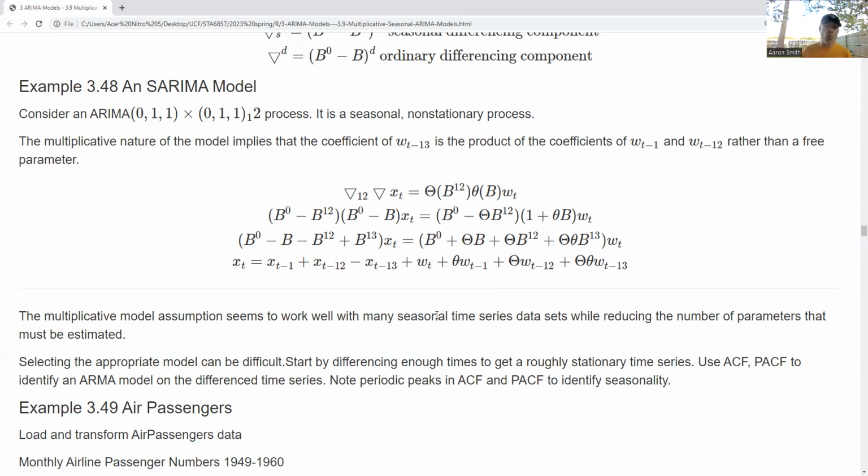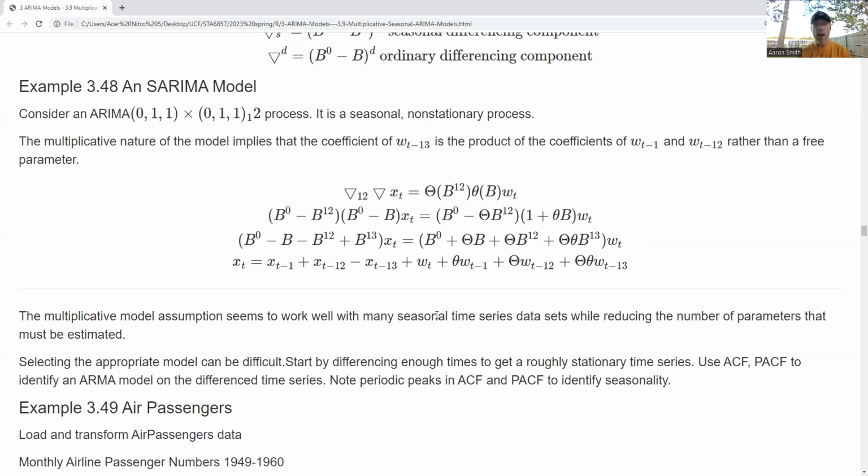Selecting the appropriate model can be really difficult. So as a general guide, start with your transformations, like a log transformation or square root transformation. If I'm in a situation where I don't have constant variance, then I would probably use a log transformation. If I have count data, a square root transform tends to solve problems with that also. After I do that, I'm going to start differencing until it looks to me like I have a stationary time series. So remember, constant population mean and constant variance with respect to time.